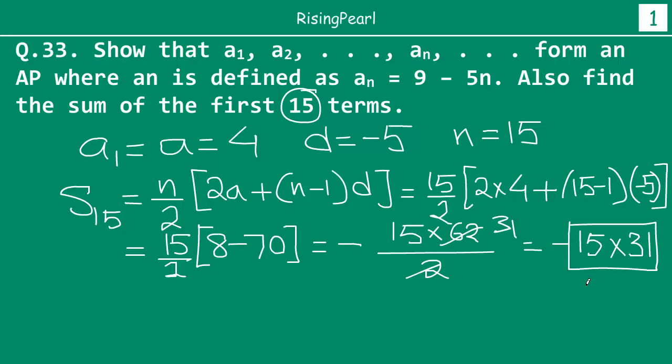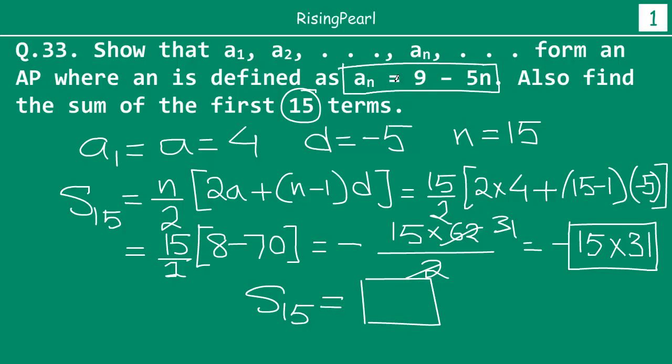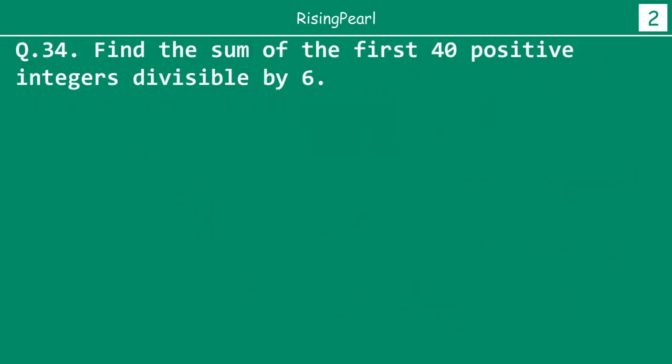So whatever the value is, that is the sum of the first 15 terms of the arithmetic progression where the nth term is given by this formula. If you get this kind of question in your exams, this is how you're going to approach and solve it. Let's take a look at one more question.